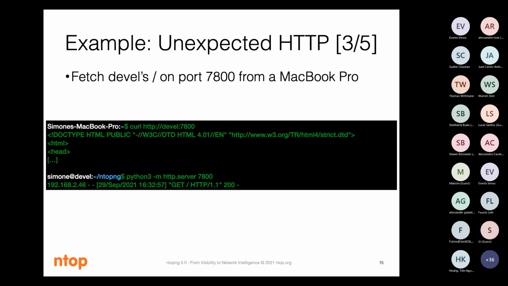Then I went on another machine, actually my MacBook Pro, and I tried to curl the HTTP server running on Devel. As we can see from this slide, we say curl http Devel port 7800. There's an HTTP response, and we can confirm our web server has received the request from the log at the bottom of this page.